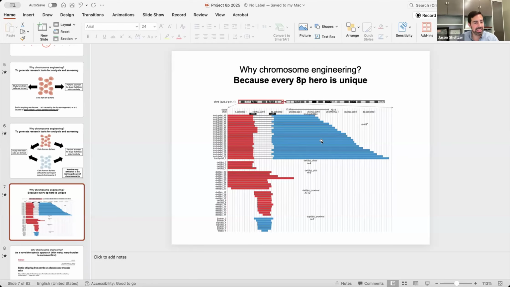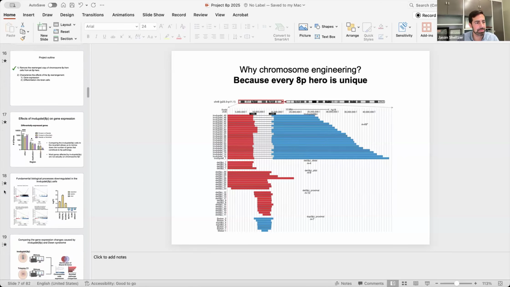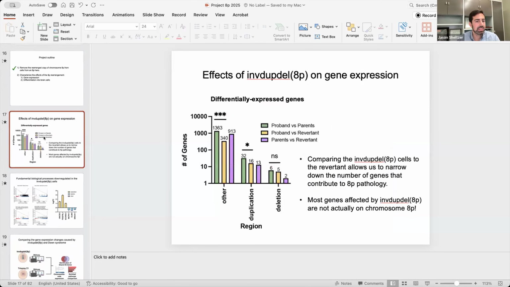I think that's another really excellent question. One thing that we found from this is that when we just looked at cells from an 8p hero and cells provided from their parents, we found 1,400 differentially expressed genes. We found hundreds of genes that were upregulated and downregulated. And these were not caused by the 8p rearrangement. These are just caused by the differences between a parent and child.